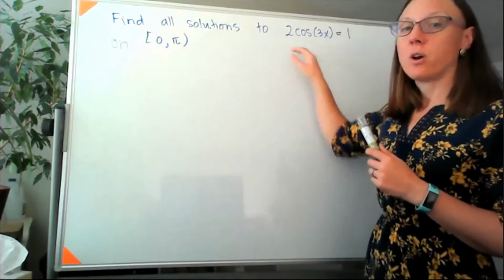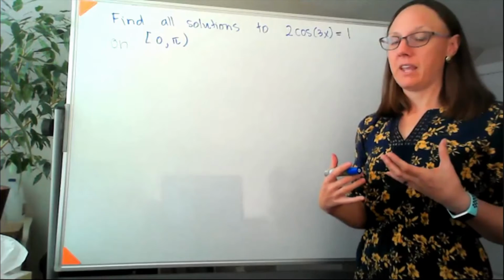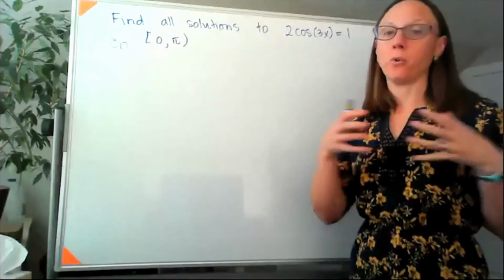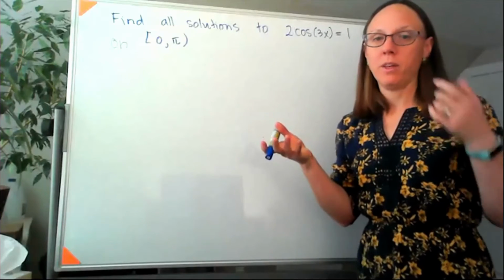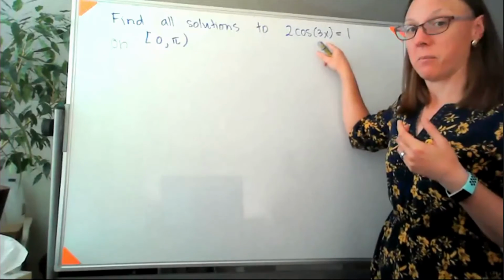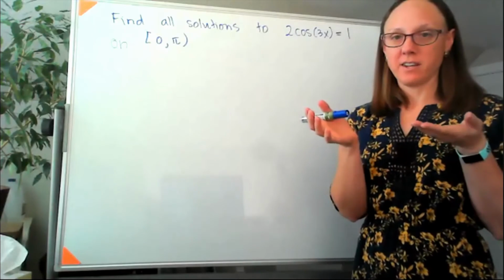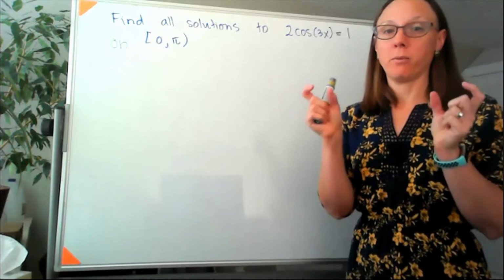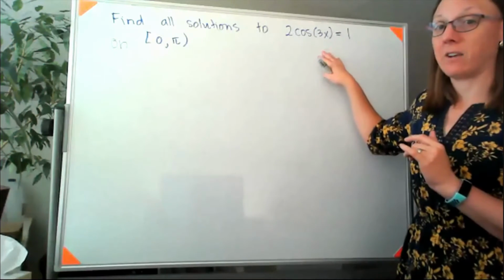So if I'm looking at 2 cosine 3x is equal to 1, my first step is to isolate the trig piece. And I will say that if we had multiple trig functions in the problem, then my first step would be to make sure that they all have the same thing inside of them. Like if I had a cosine of 3x and a cosine of 2x, then the first thing I would need to do is use trig identities to get them both to be cosine 3x or both to be cosine 2x.